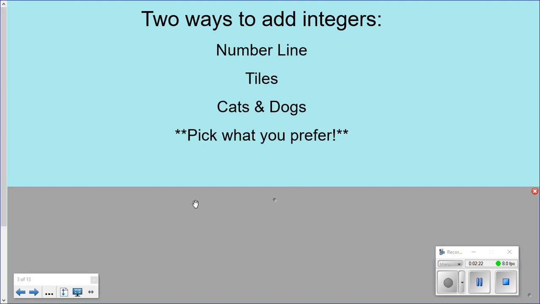All right, so I just have 2 ways to add integers. There should be 3 ways to add integers. We talked about these 3 ways last year. Any of them ring a bell to you? Cats and dogs, maybe a little bit. Tiles, maybe a little bit.